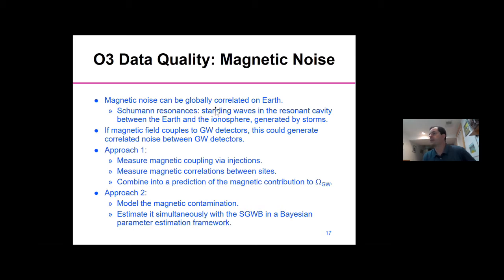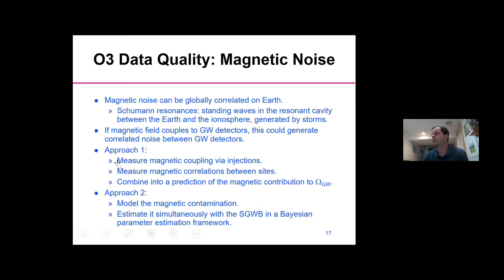of the Earth. So this is to say that the magnetic field in general is correlated between two different locations on the Earth. And if this field is coupling to your gravitational wave detectors, then you have a problem because you have a correlated noise, magnetic noise entering both detectors, even though they're geographically separated. So this is something that we worry about, and we have identified two approaches to dealing with this problem.